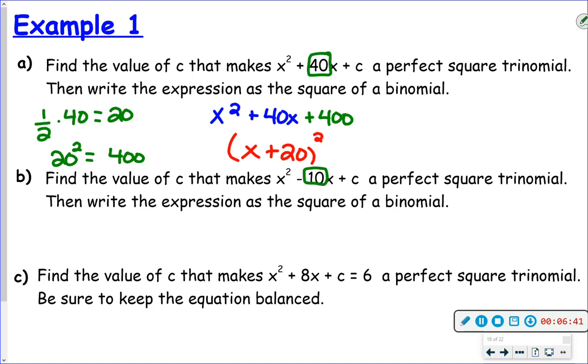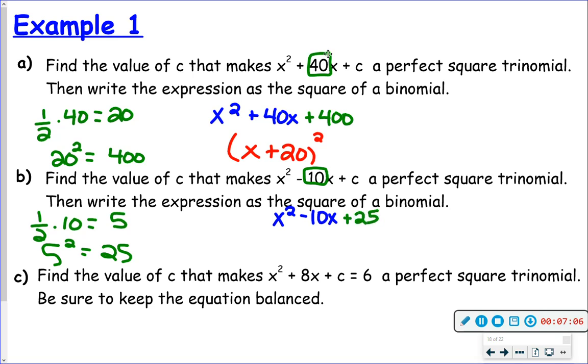So I'm going to start with, most of you can do this part in your head. I don't expect you to write it on the homework. I'm going to write it for the notes. I'm going to do half of 10, which is 5. And what's 5 squared? 5 squared? Got it. So just like the last one, I'm going to now rewrite this x squared minus 10x. But I'm going to put in 25 for C.